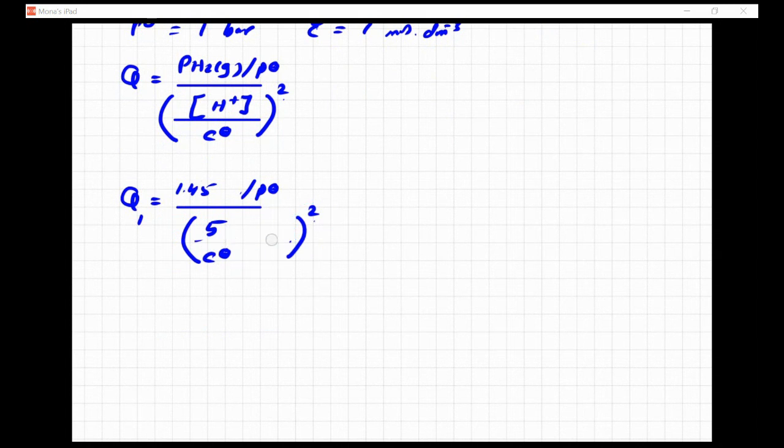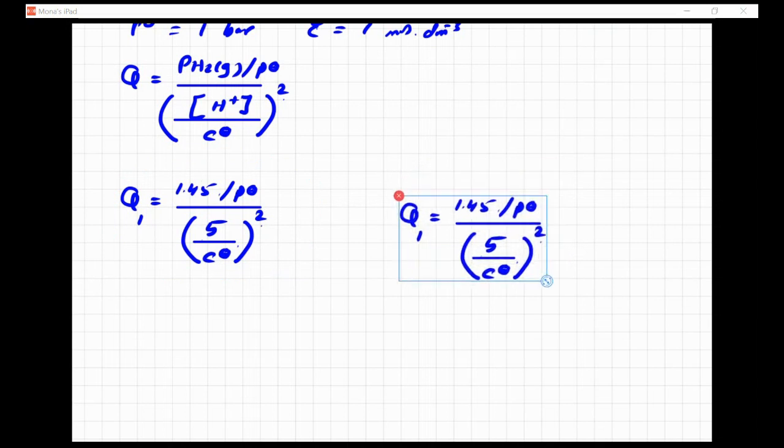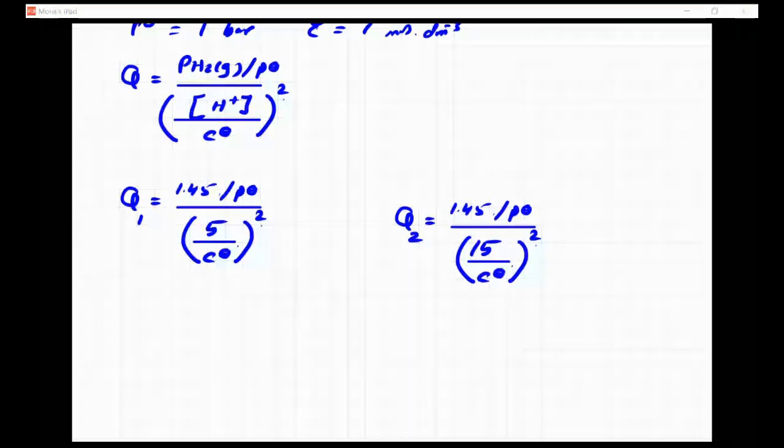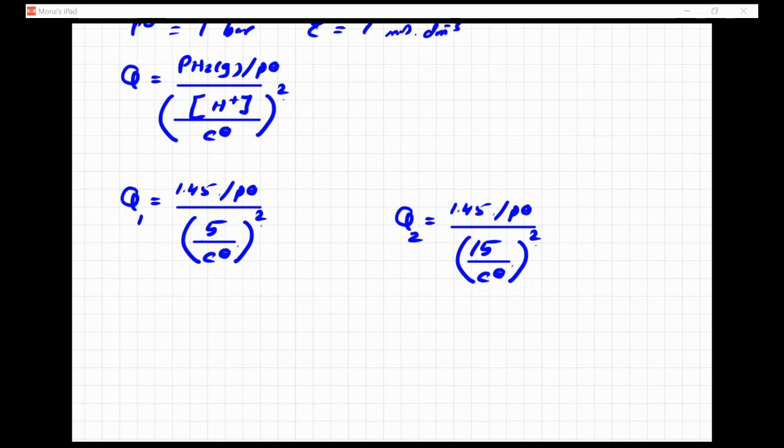Don't worry about that. This is what we are going to use. Now I need quotient 2. Quotient 2 is the same as quotient 1, but instead of 5 we have 15. So quotient 2 is equal to the pressure, which is 1.45 bar, divided by the concentration, which is 15, not 5, 15. So we have quotient 1 and quotient 2.